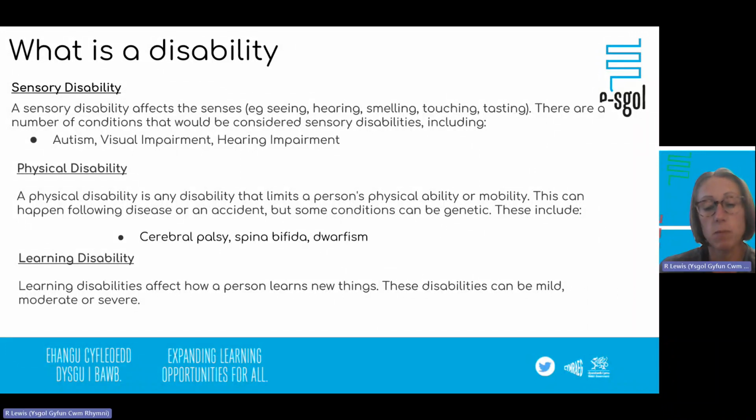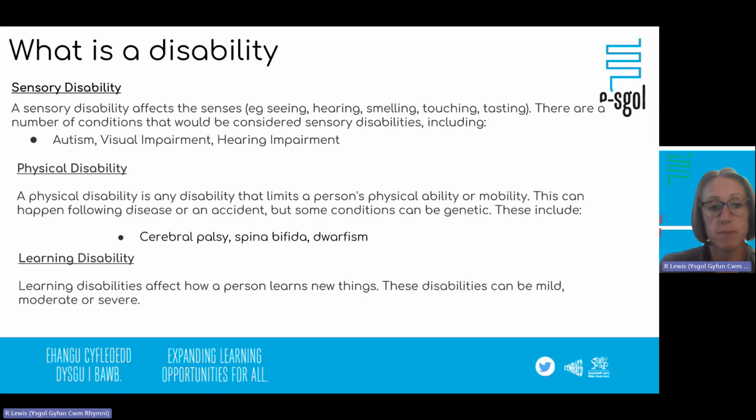A physical disability is probably the most common disability. However, there are 3 types of disabilities, and this is why we need to be aware of all of them. A physical disability is something that affects someone's physical ability or mobility. This can happen because of an accident somebody has suffered, but could also be something an individual is born with, or is genetic. Some examples of these are cerebral palsy, spina bifida, and dwarfism.